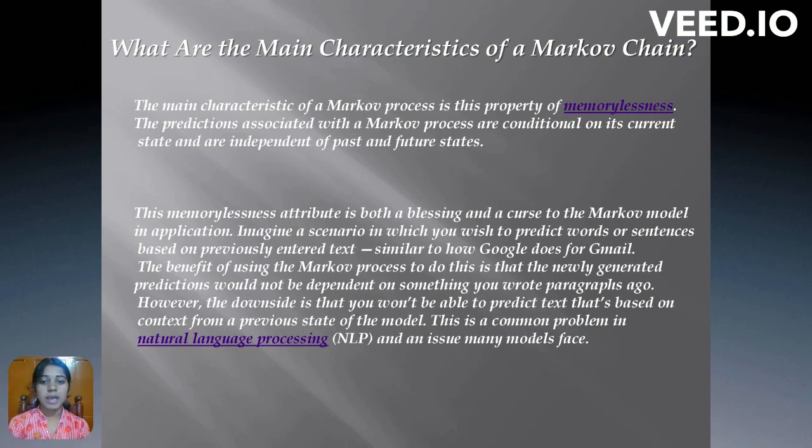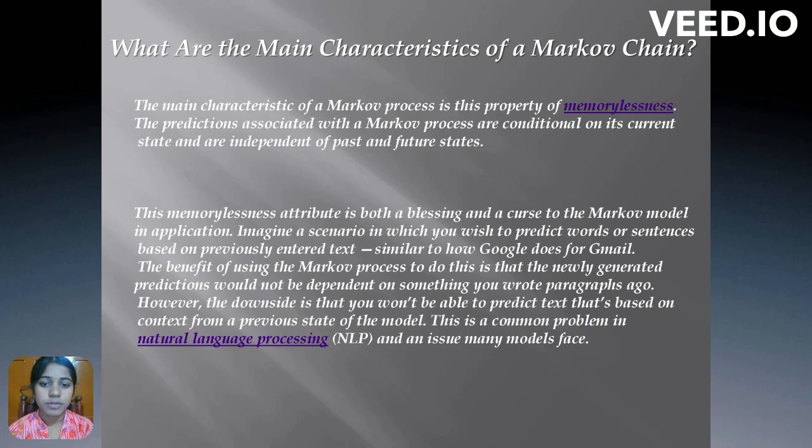Then, what are the main characteristics of a Markov chain? The main characteristic of the Markov chain is the property of memorylessness. The predictions associated with the Markov chain are conditional on its current state and are independent of past and future states. The memorylessness attribute is both a blessing and a curse to the Markov chain model in applications. Imagine a scenario in which you wish to predict words or sentences based on the previously entered text, similar to how Google does for Gmail.